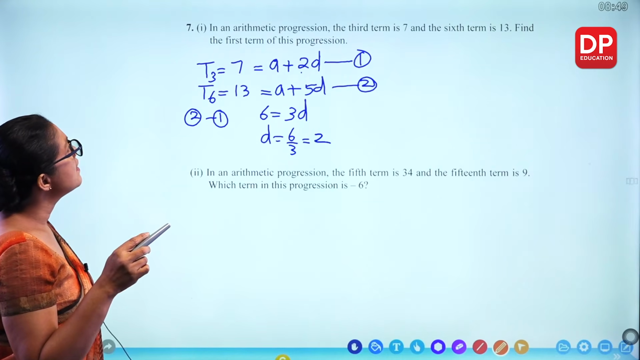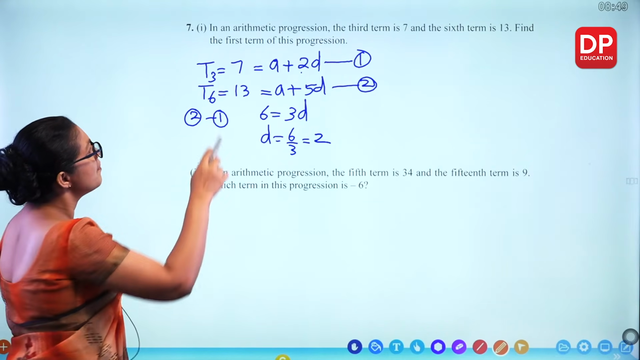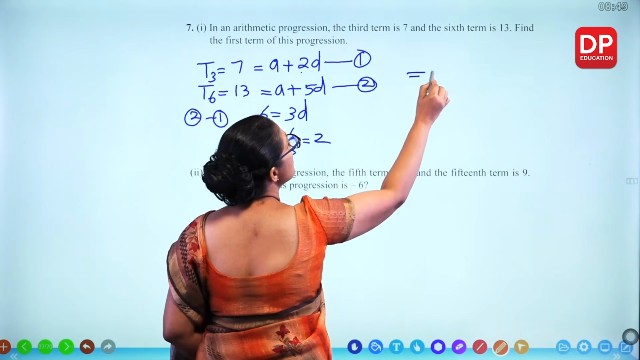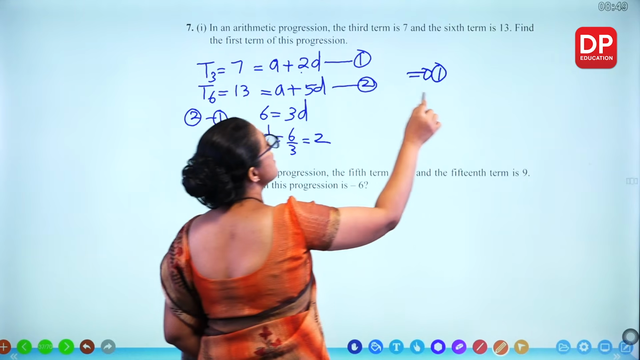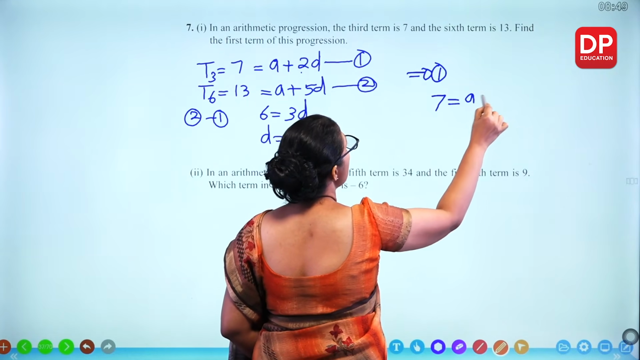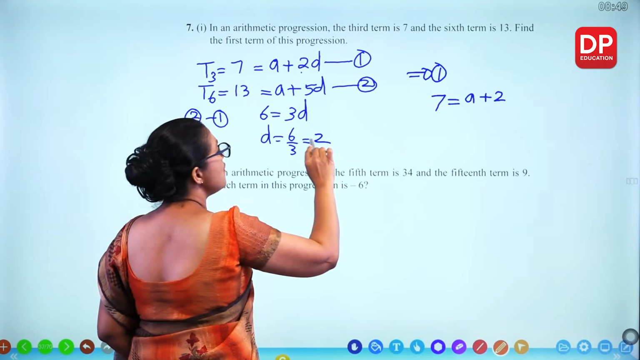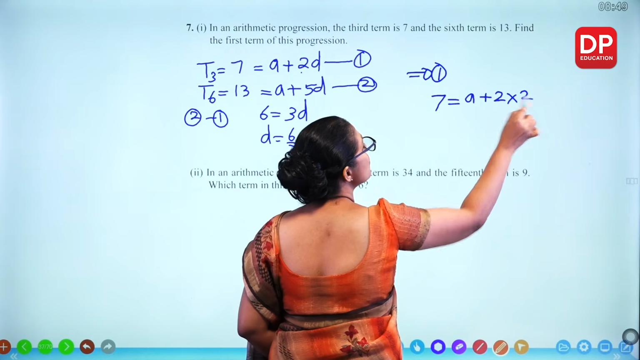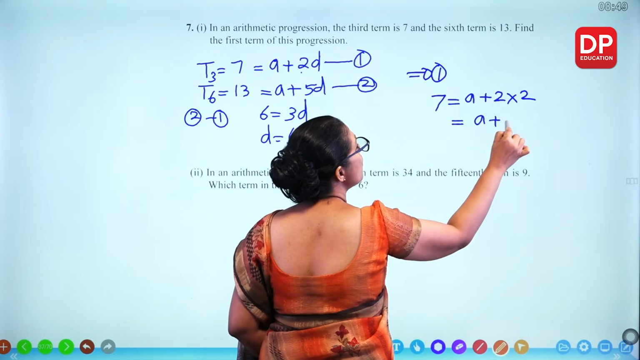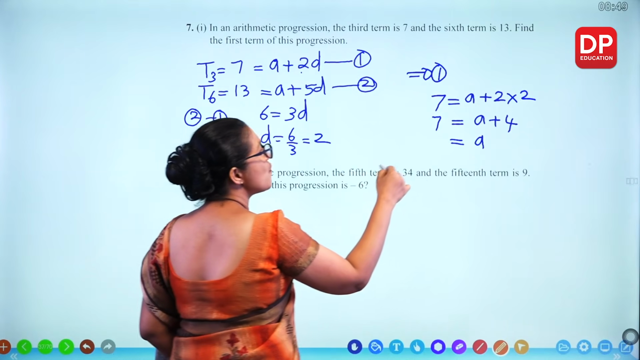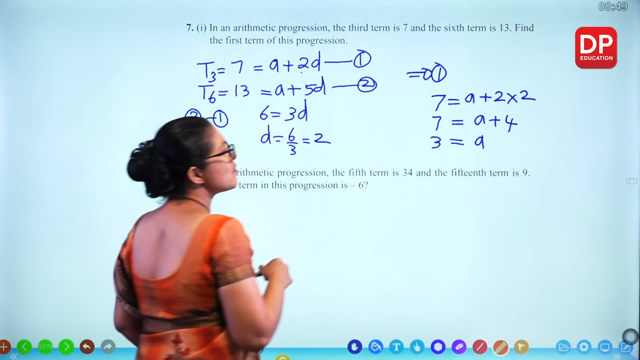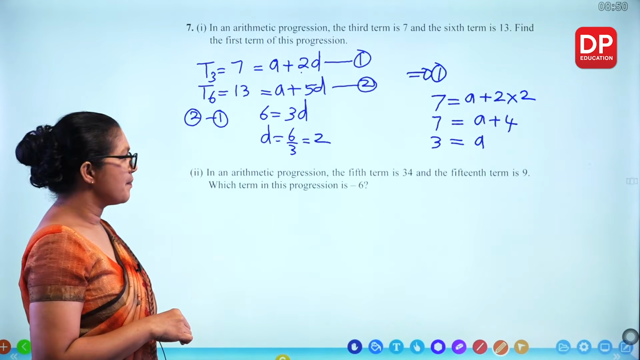So we need the first term. Take any equation and find out A. I'll take the first one. 7 equals A plus 2D. We found D equals 2. So A plus 4 equals 7. So what is A? 7 minus 4 is 3. So the first term is 3.